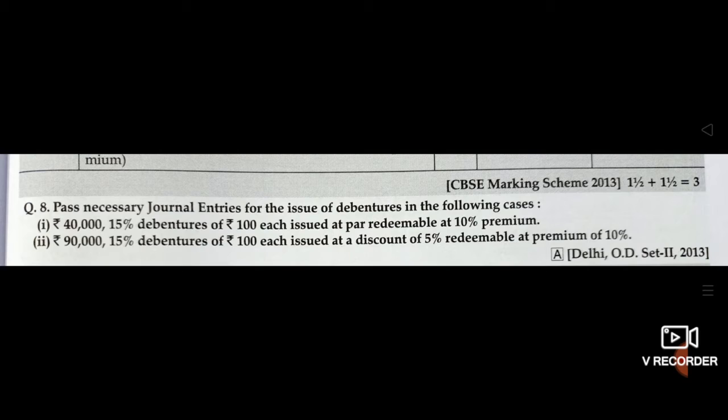In second case, rupees 90,000 debentures of rupees 100 is issued at a discount of 5% and redeemable at premium of 10%. So in second case, number of debentures will be 90,000 divided by face value 100, so 900 debentures are issued at a discount and redeemable at premium. Okay, so let's solve now.